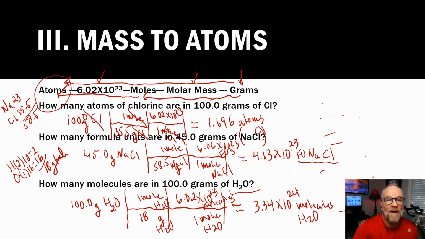If you have atoms and you're going to grams, or if you have moles and you're going to grams, you'd have one step. If you have atoms to moles, it's one step using Avogadro's number. But if you're going from atoms or formula units to grams, or molecules to grams, it will be 2 steps.